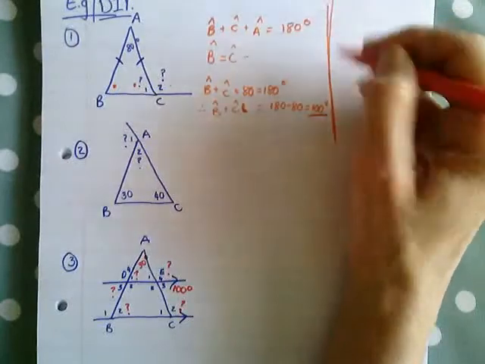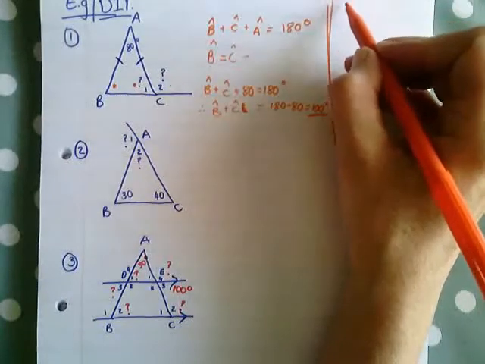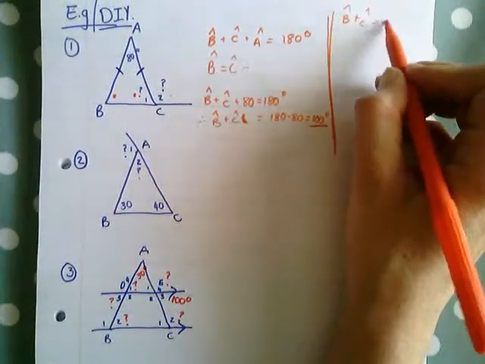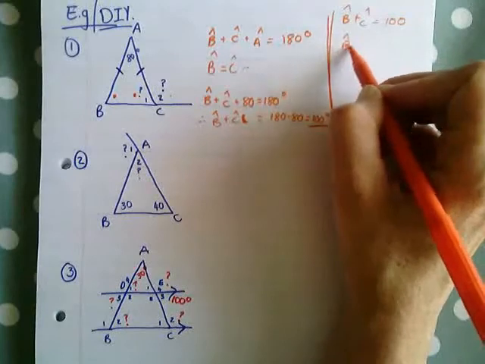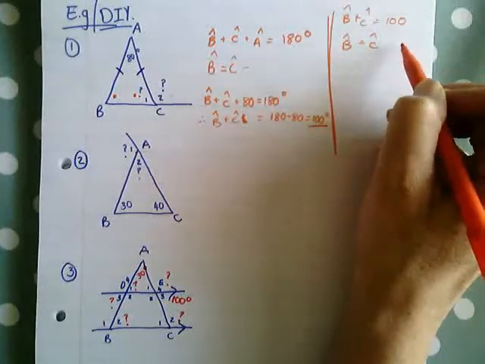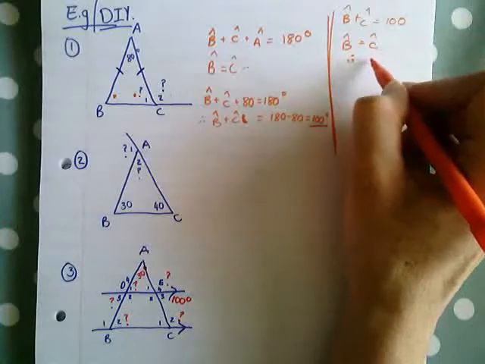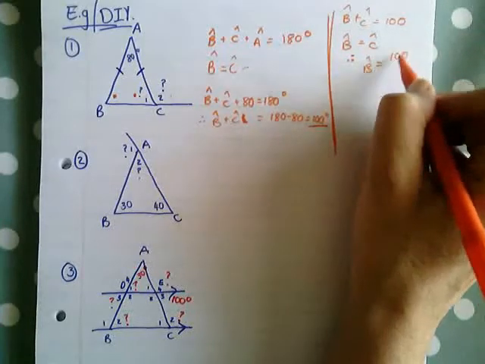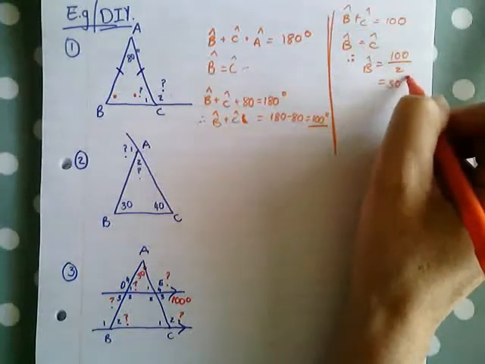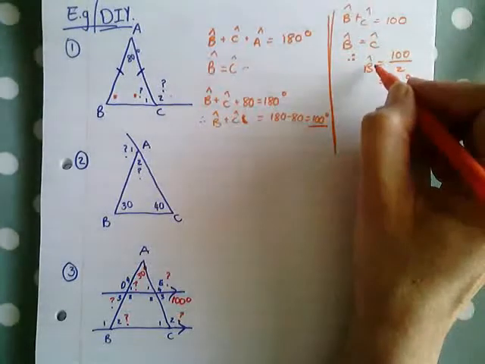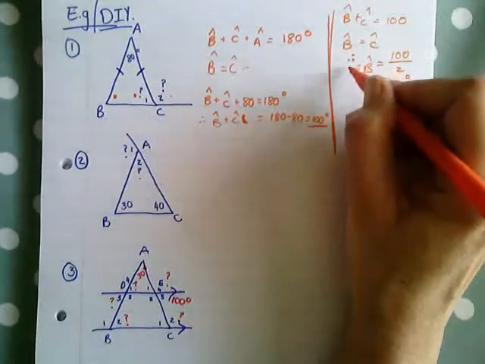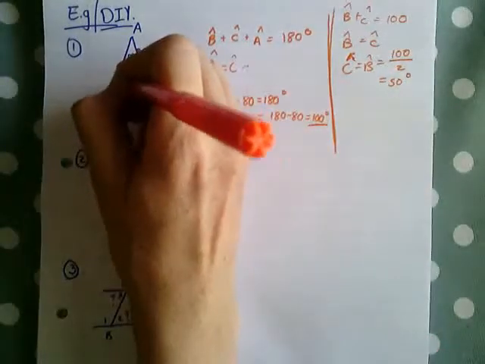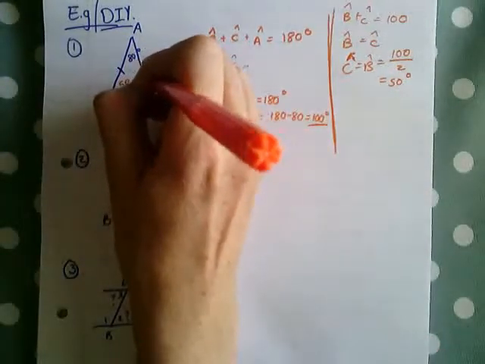So we just said angle B plus angle C will add up to 100, but B is equal to C. So therefore, both of them will be 100 divided by 2, which is 50 degrees. And B is equal to C. So both of them are 50 degrees. So B is 50 and C is 50.